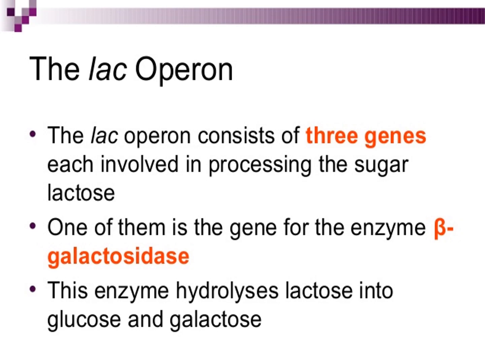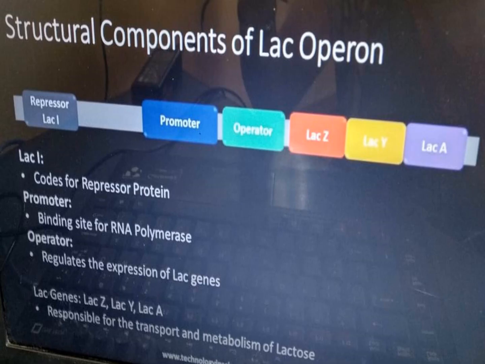One of the important genes codes for the enzyme beta galactosidase. This beta galactosidase enzyme hydrolyzes the lactose into glucose and galactose. Now the lactose is hydrolyzed into an easily available energy source like glucose. Now we'll see the structure of the Lac operon and how the lactose will be utilized when the operon is on and off. This is the structural components of the Lac operon.